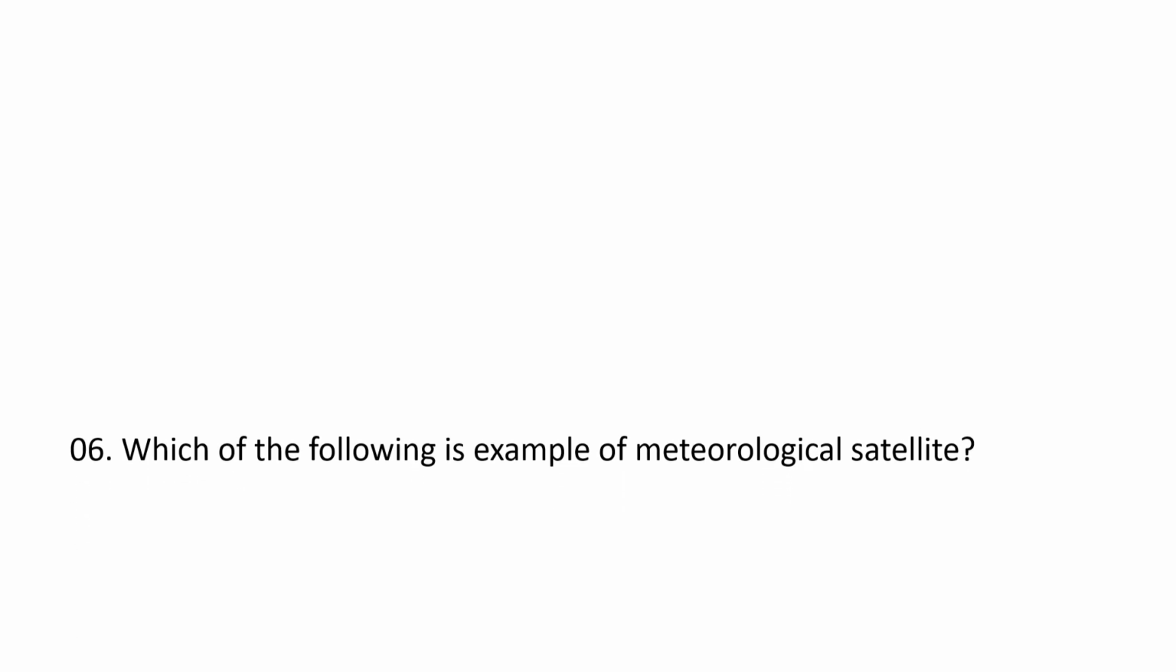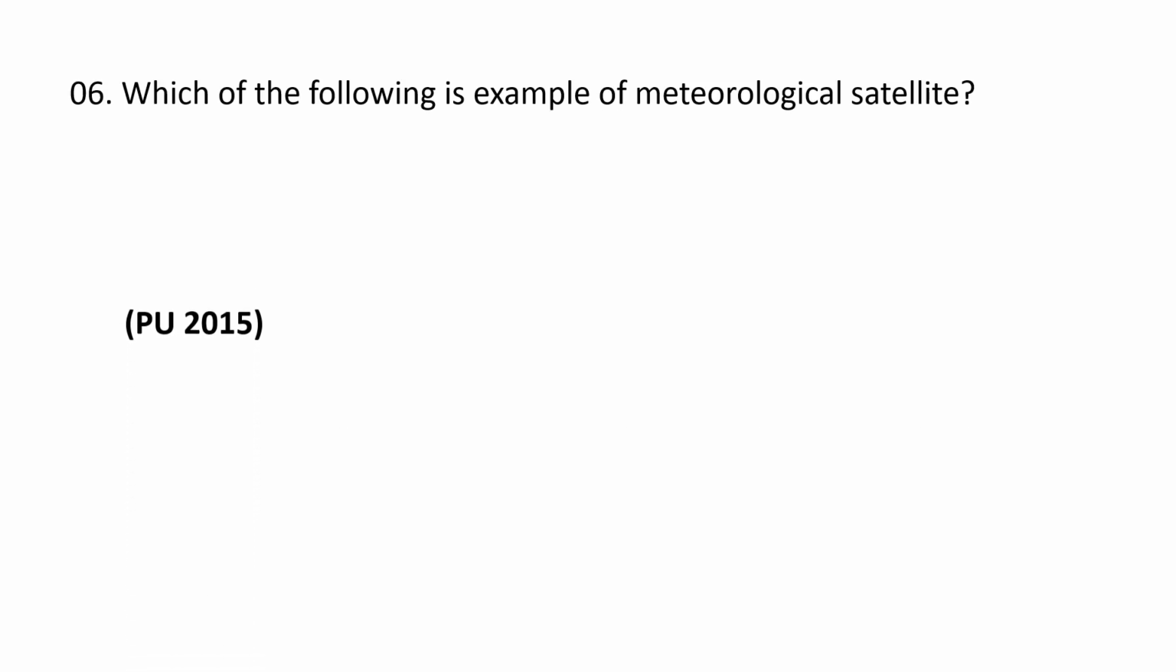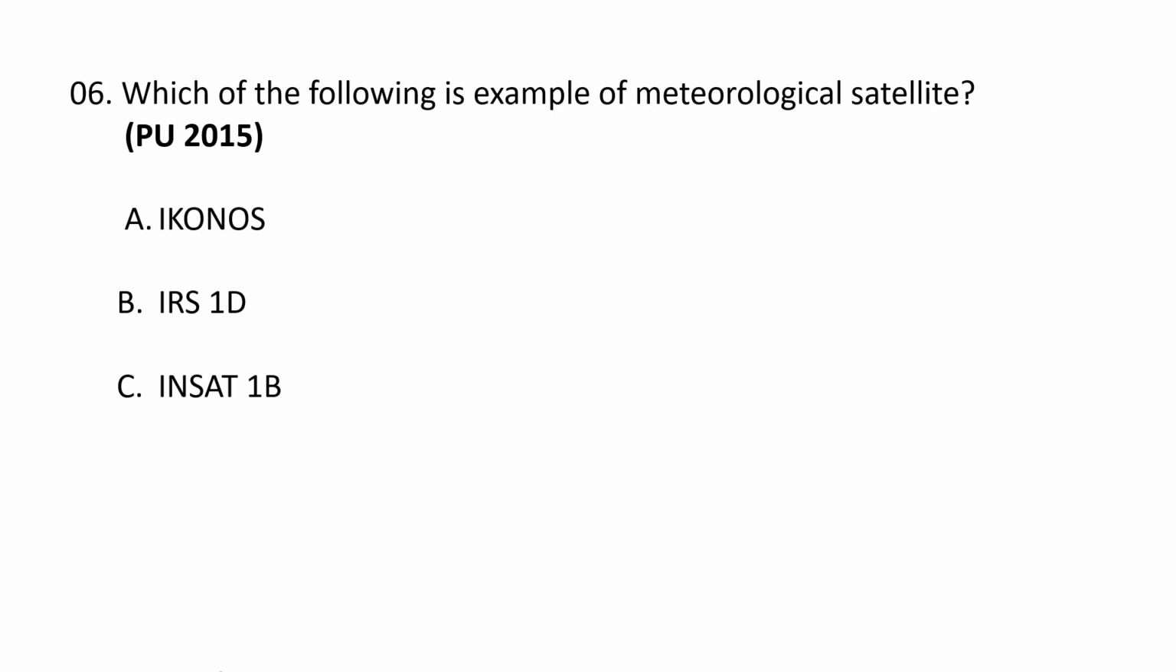Next question. Which of the following is an example of a meteorological satellite? The choices are A. Ikonos, B. IRS-1D, C. INSAT-1B and D. Landsat-7. So the correct option is C. INSAT-1B. INSAT-1B was launched in 1983. This is an example of a meteorological satellite. It is a part of the Indian National Satellite System, INSAT, providing telecommunications, broadcasting, meteorological and search and rescue services. So the example of a meteorological satellite is C.